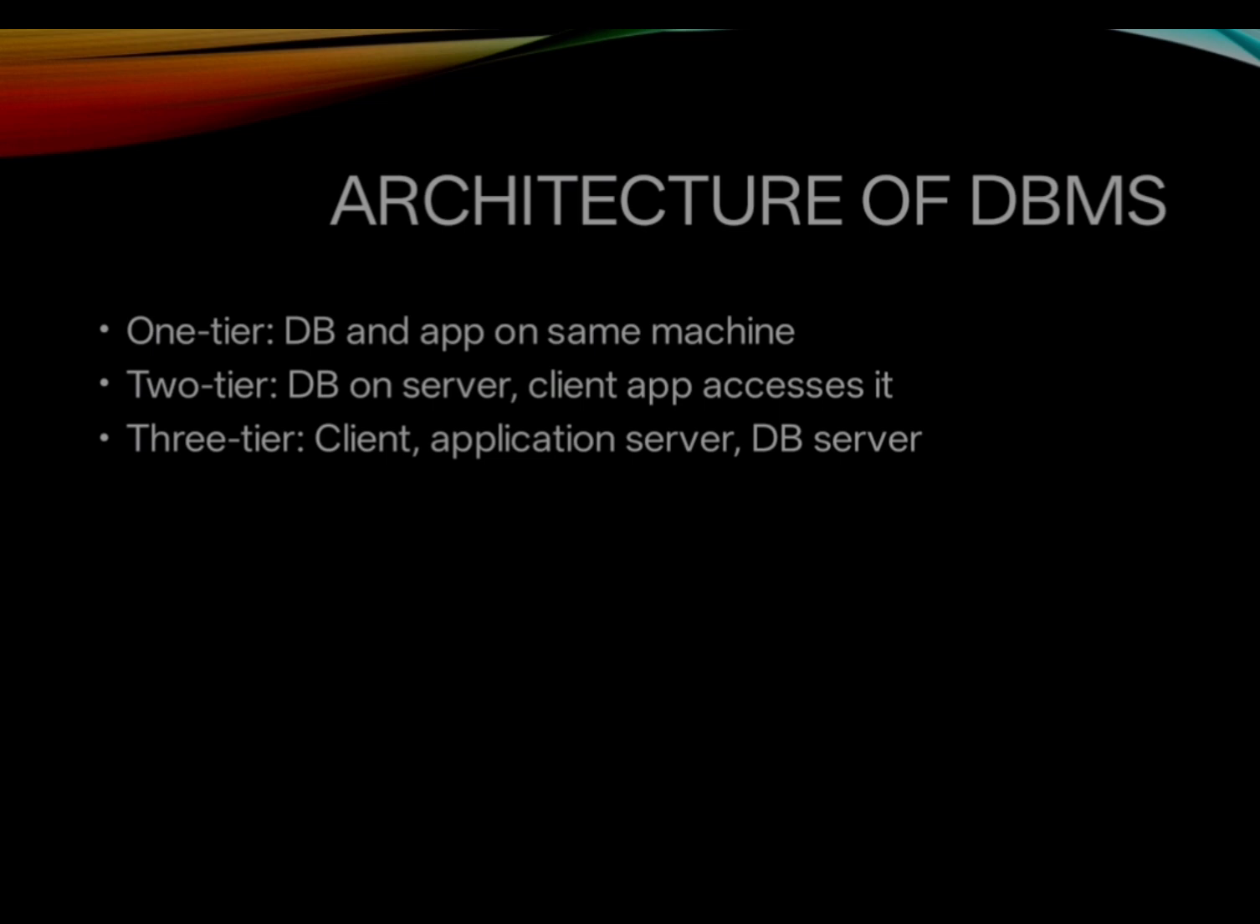And next is architecture of DBMS. There are three main architectures. One tier, where the DBMS and the application exist on the same machine. Two tier, where the client accesses the DB server directly, and three tier, which introduces a middle application layer, improving stability and security.